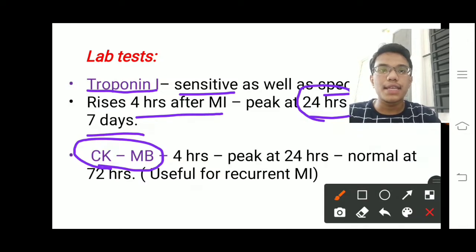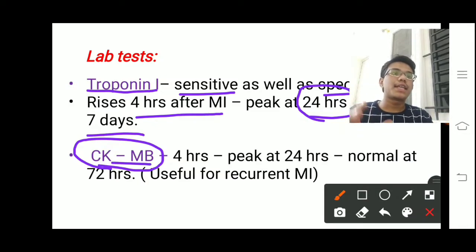And in case of CKMB, that is creatine kinase MB, you have 3 types of creatine kinase isoenzymes. You would have read in biochemistry: creatine kinase MB, creatine kinase MM, and creatine kinase BB. Creatine kinase MB is situated mostly in the heart and a little bit in the brain, creatine kinase MM is particularly located in the skeletal muscles, and creatine kinase BB is located mainly in the brain. Here for heart our topic of interest is CKMB.